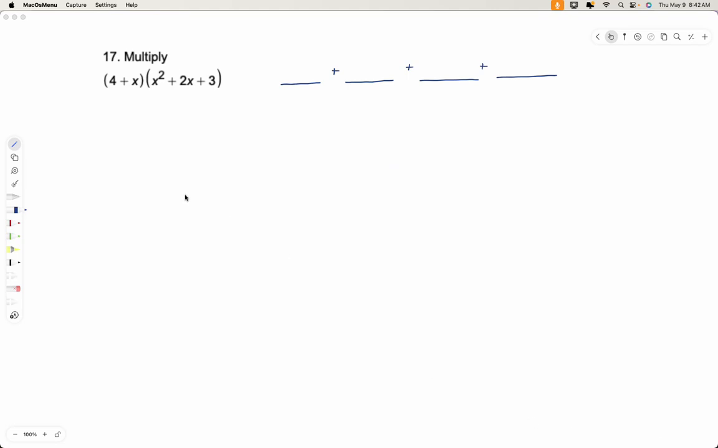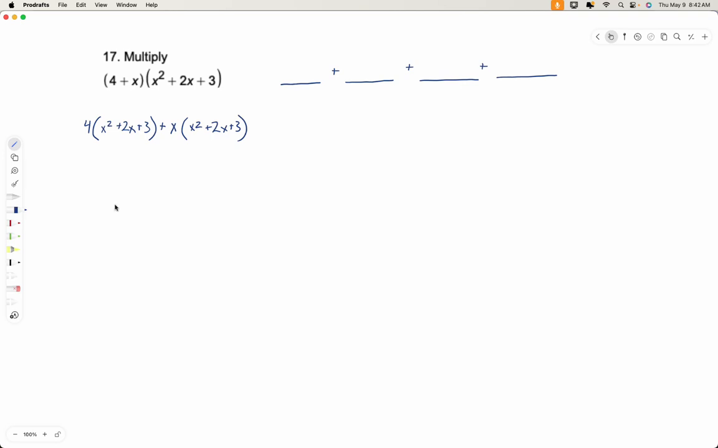All right, this problem said to multiply, and it gave you 4 blanks with plus signs in between. So we're going to multiply the first number times everything, and then the second number times everything. So basically that looks like this: 4 times x squared plus 2x plus 3 plus x times x squared plus 2x plus 3.